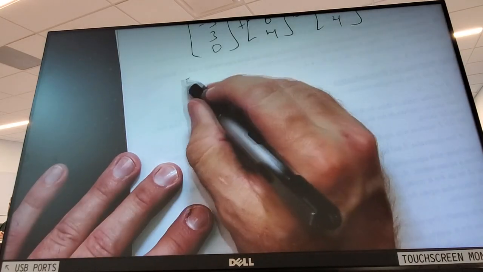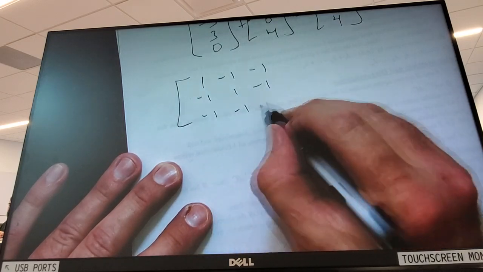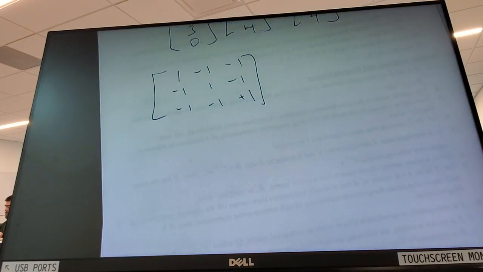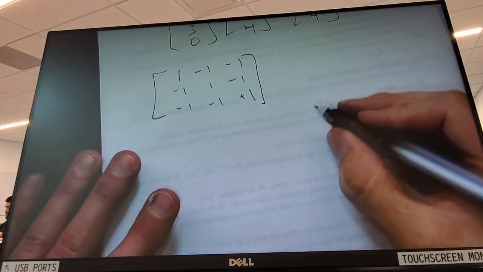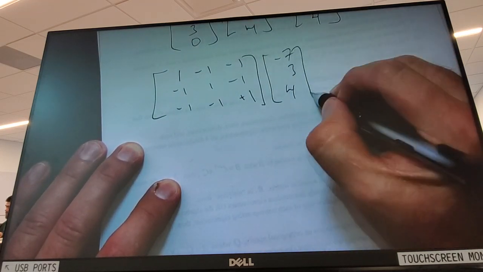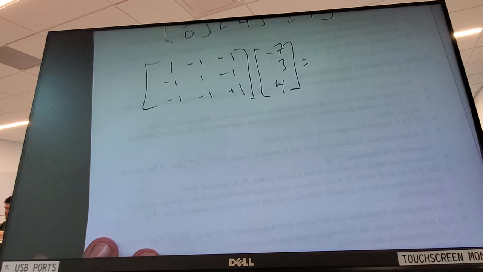So, real quick. 1, negative 1, negative 1. Negative 1, 1, negative 1. Negative 1, negative 1. If there's going to be a problem, it's right there, where you're going to make a sign mistake. So I've got to be careful. What happened? If I operate on this, let's see what we get. This is a nice little experiment. I should have asked you for a prediction, but that's okay.